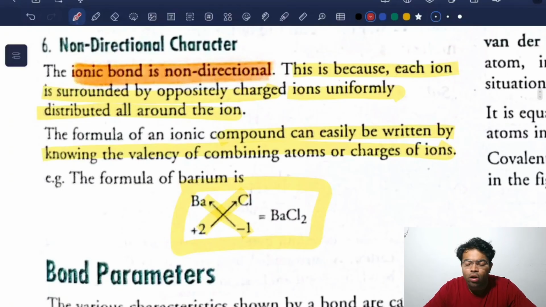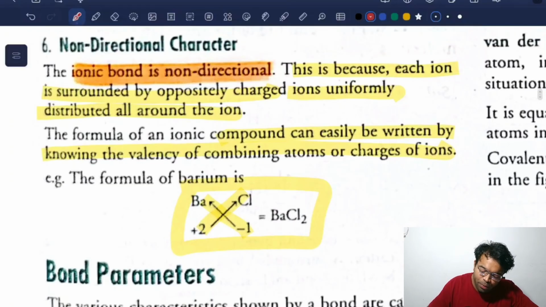So basically, all the directions, like pull from here and pull from here, get cancelled. Pull from here gets cancelled. Pull from the top, pull from the bottom gets cancelled. So there is therefore zero directionality. The directionality becomes zero. Understood? That is what directionality means.